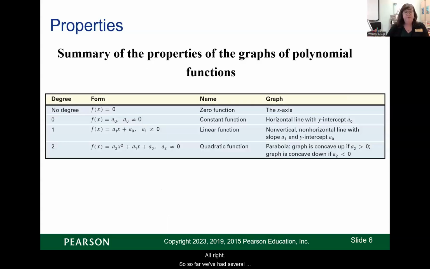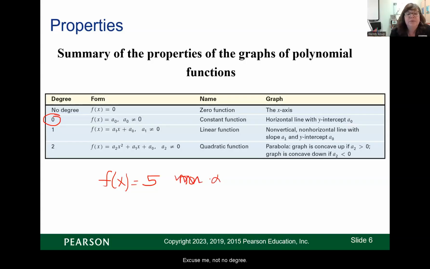All right, so far we've had several polynomial functions we've worked with. We don't always call them that. We have a polynomial function like just f of x equals 5 or 0. That's a constant function, okay? Wait a second. No degree is just f of x equals 0. But f of x equal to 5 is degree 0. This one is degree 0, and it's just a constant.